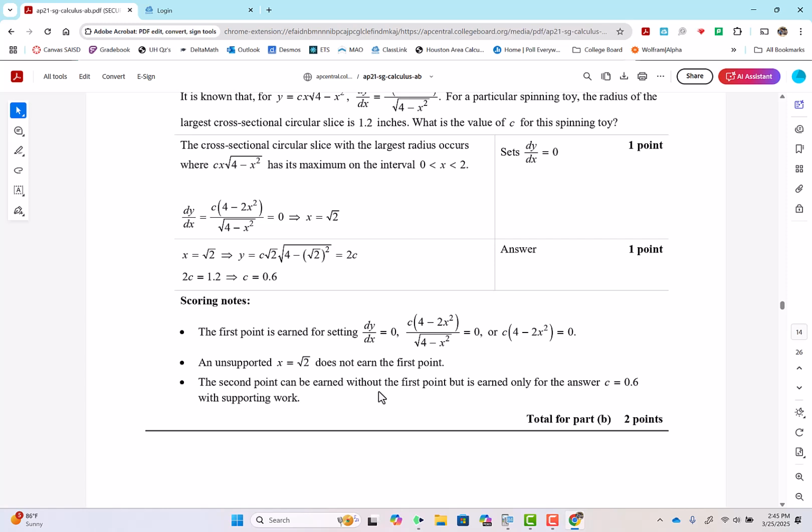So this one was worth 2 points. So if you got the answer without showing the first one, you probably did not get the answer point. This is why I tell you guys all the time, show your work. Show your work.